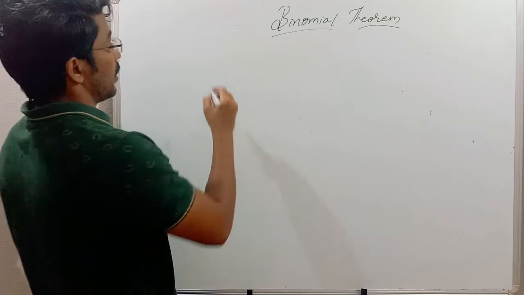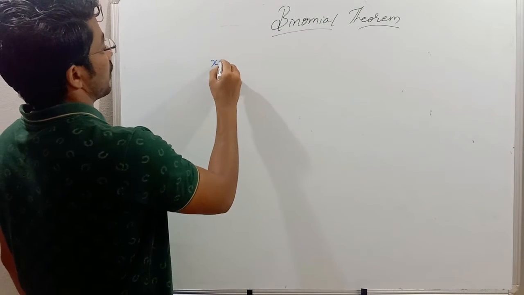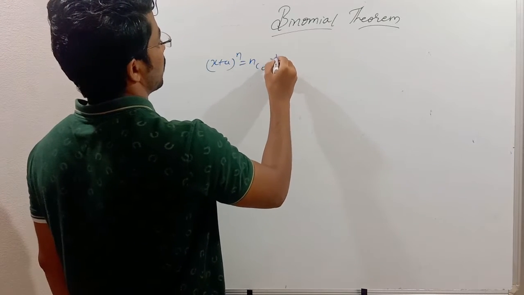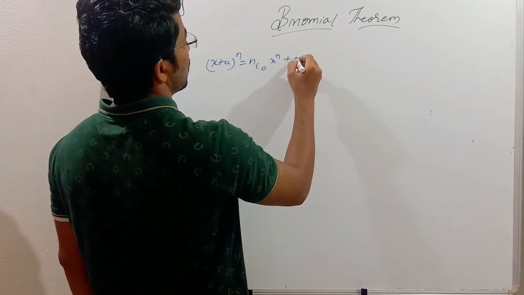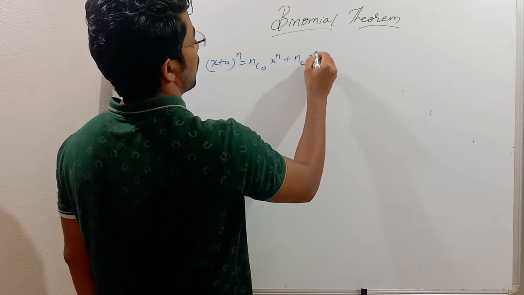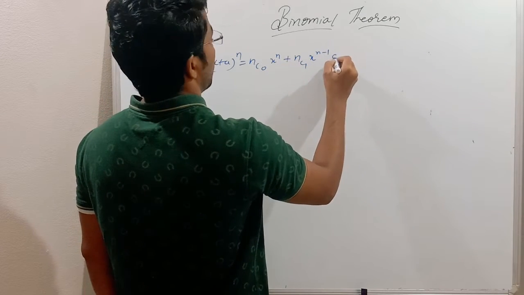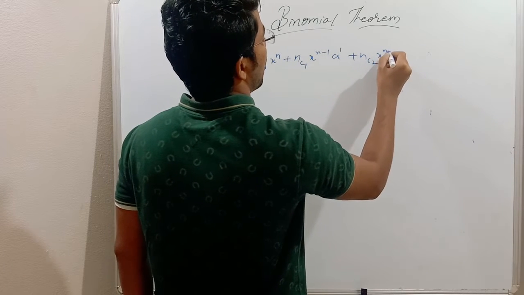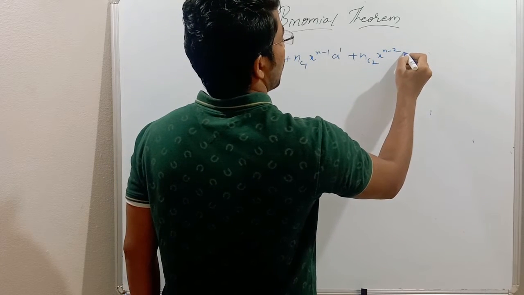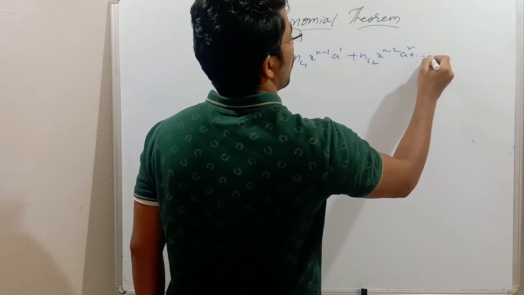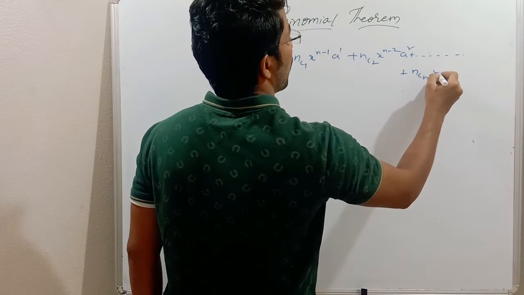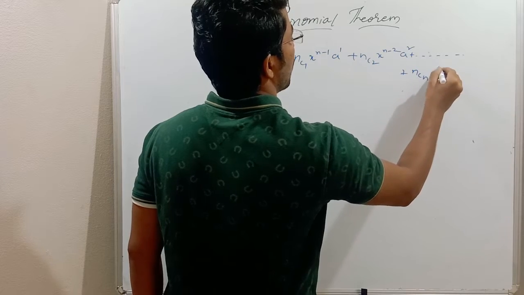For any positive integral index, (x + a) whole power n is equal to nC0 x^n + nC1 x^(n-1) a^1 + nC2 x^(n-2) a^2 + and so on, up to nCn a^n.